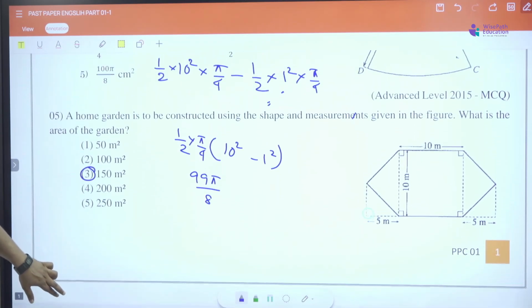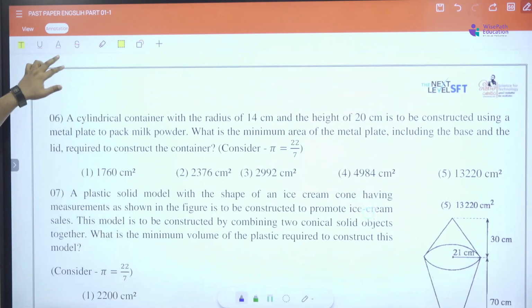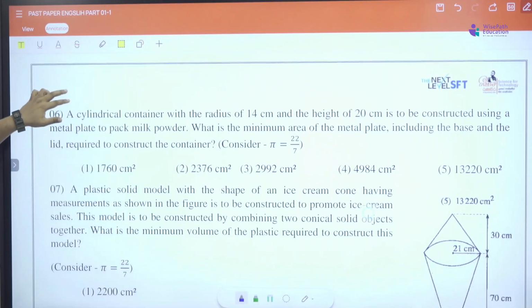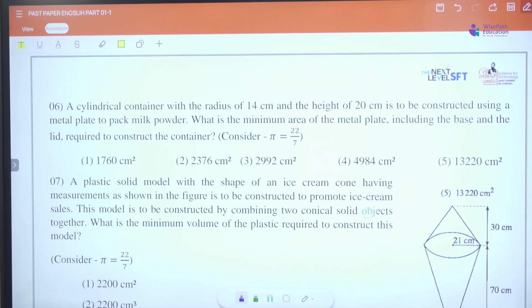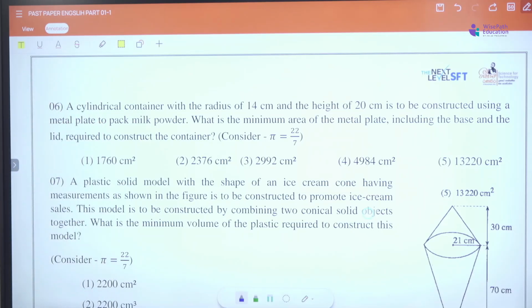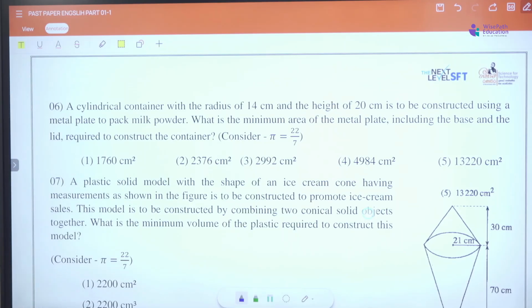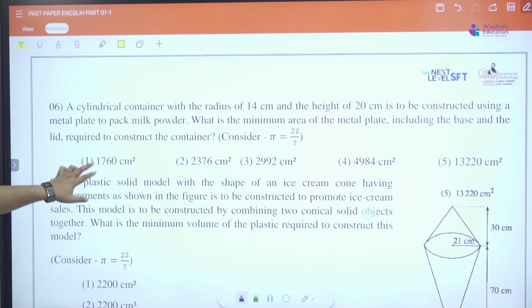Which year is it? 2015. Yeah, there are still the 2015 questions. Right, this one. A cylindrical container with a radius of 14 centimeters and a height of 20 centimeters is to be constructed using a metal plate to pack milk powder. What is the minimum area of the metal plate, including the base and the lid, required to construct the container? How do you find it? Radius 14, height 20. They are asking for the area.